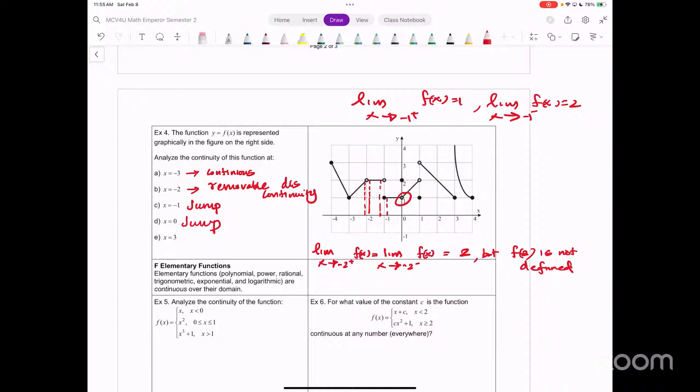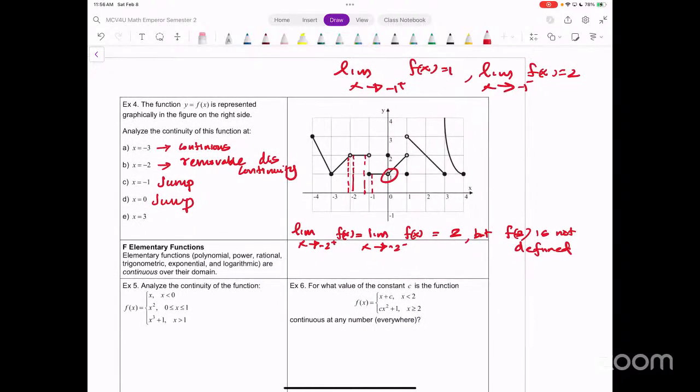Okay, Bernie, 3. Yes, the 3 plus goes to infinity. So infinity discontinuity.